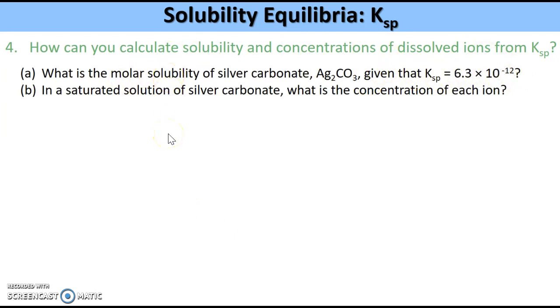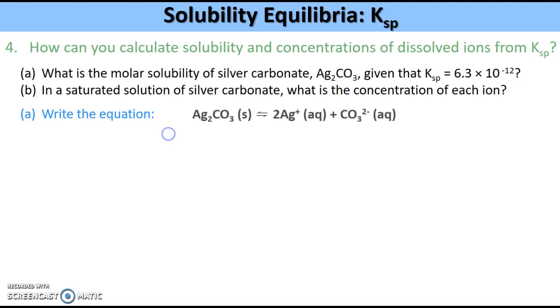All right. We solve these exactly the same way we did Kc problems the week before half term. Start by writing your equation. So in this case, the salt that we've been given is silver carbonate. So I wrote silver carbonate solid on the left and split it up into 2 silver ions and a carbonate ion on the right. From that, we can write an expression for KSP, which will simply be the silver ion concentration squared times the carbonate ion concentration.